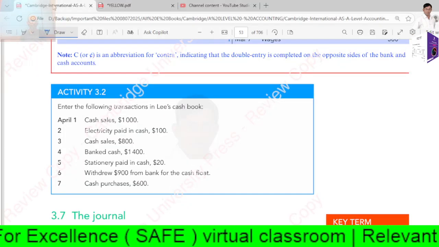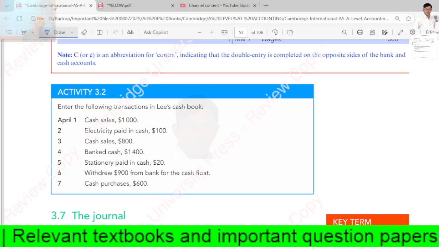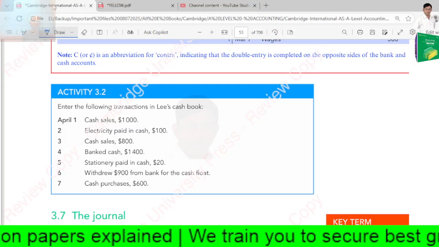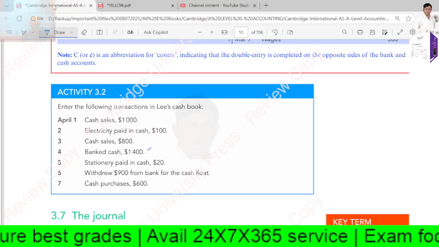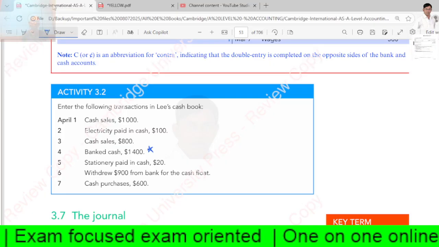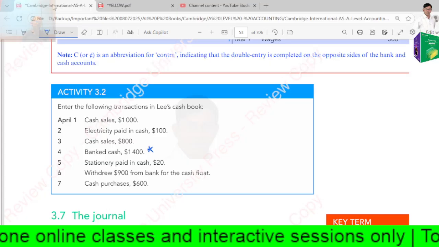Banked cash. So what do you mean by banked cash? We are taking out cash and putting it into the bank. So what is the entry when we bank cash? Very important. Students often get confused with this entry. For that, you just remember the entry first. This is the easy way.